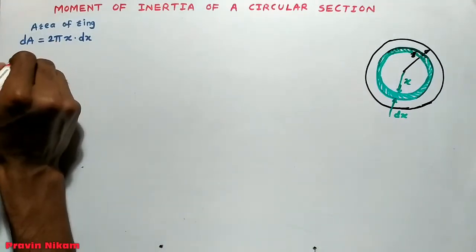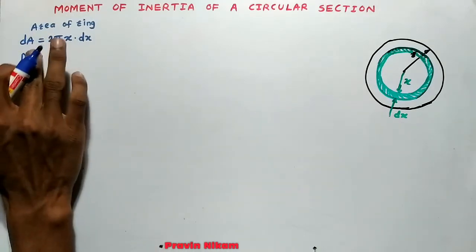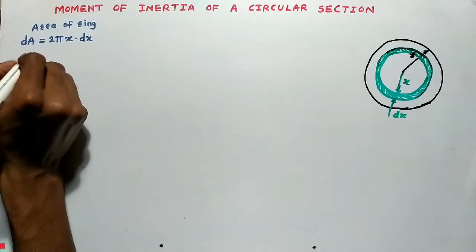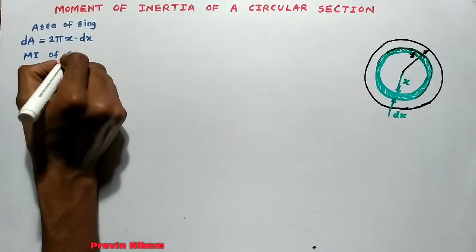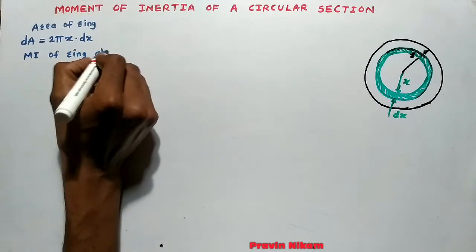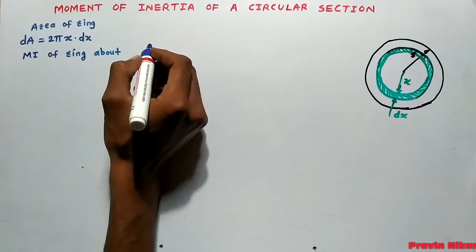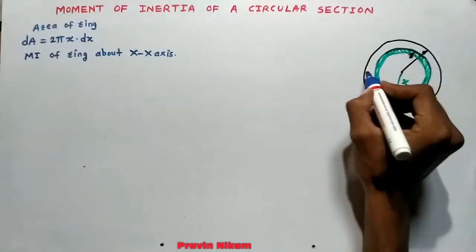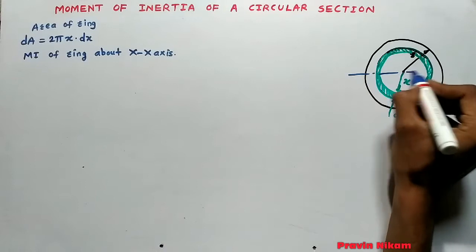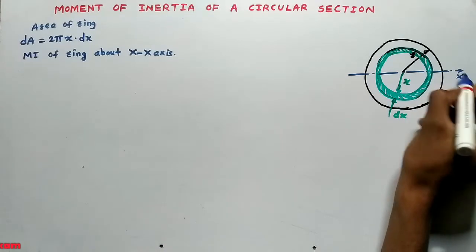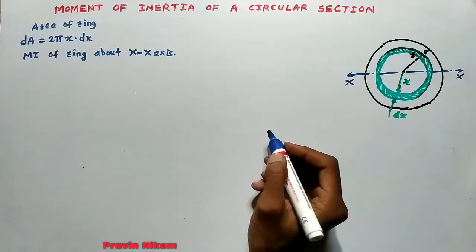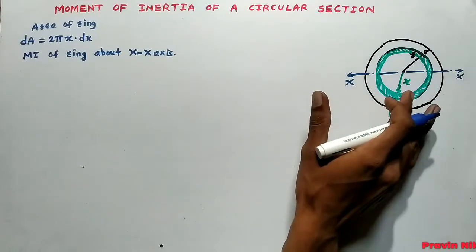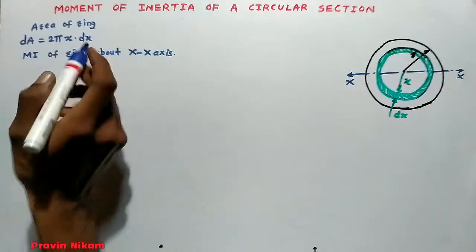Now the moment of inertia, that is MI. Find out the moment of inertia of this ring, that is MI of the ring about the x axis. So this is the x axis, that is the centroidal axis x. Now find out the moment of inertia of this ring about this x axis.